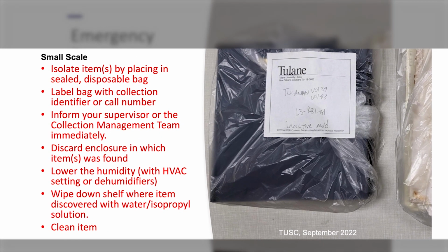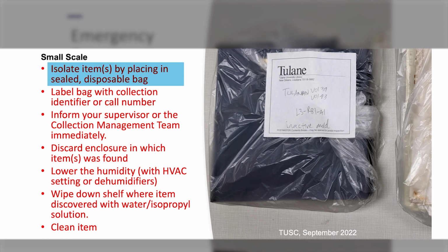When we identify small-scale outbreaks or inactive mold on single items, it is important to isolate the item immediately to prevent the spread of spores. We must also isolate any adjacent items to the moldy item, as well as dispose of the archival housing that it was found in. To do this, take the following steps.